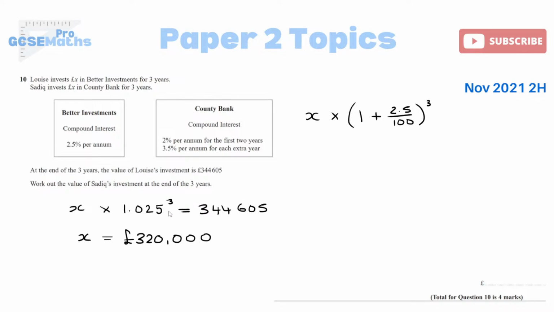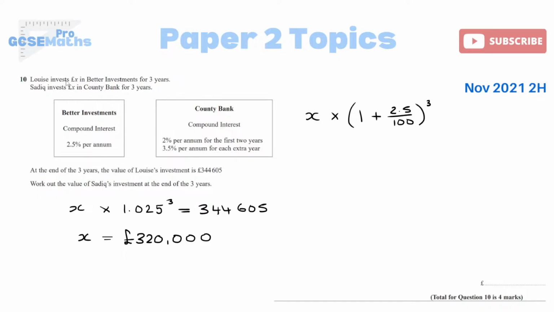Okay, so I just did it like that. That's the same thing, isn't it? 1 plus 2.5 over 100 is the same as 1.025. So same thing, right? So that's where that's come from. So I've obviously just reversed the formula. That's one thing they could ask you.